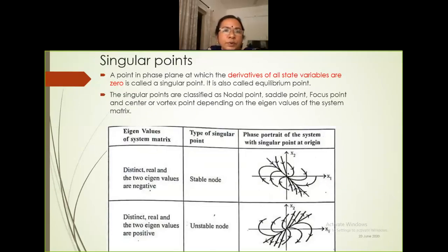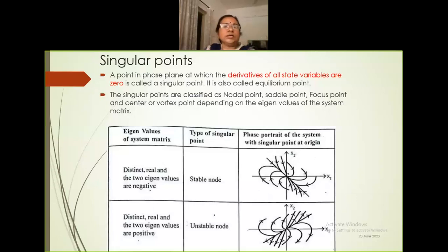Okay, singular point, very important topic. Singular point, as far as exam point of view, it is very important. Okay, what is singular point? A point in phase plane at which the derivative of all state variables are 0 is called a singular point. Derivative of all state variables. Which are the state variables in the x1, x2 phase plane? It is x1 and x2. So the derivative of all state variables being 0 is called a singular point. It is also called equilibrium point.